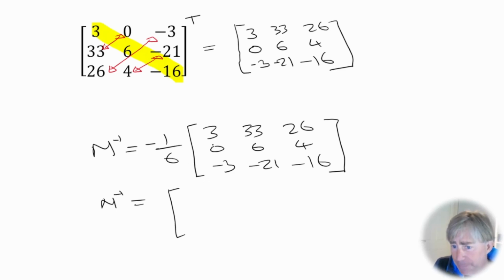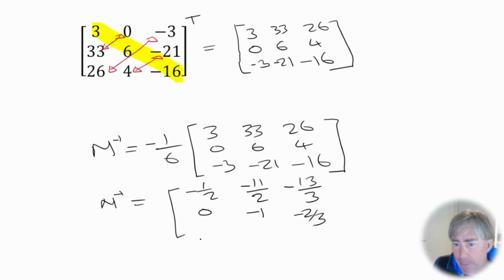and simplify things. So along my top row, we end up with negative a half. 33 and 6 both divide by 3, so it's going to be negative 11 over 2, and 26 and 6 both divide by 2, so it's going to be negative 13 over 3. And along my middle row, it's going to be 0 clearly, and then negative 6 over 6 is negative 1, and then negative 4 over 6, negative 2/3.